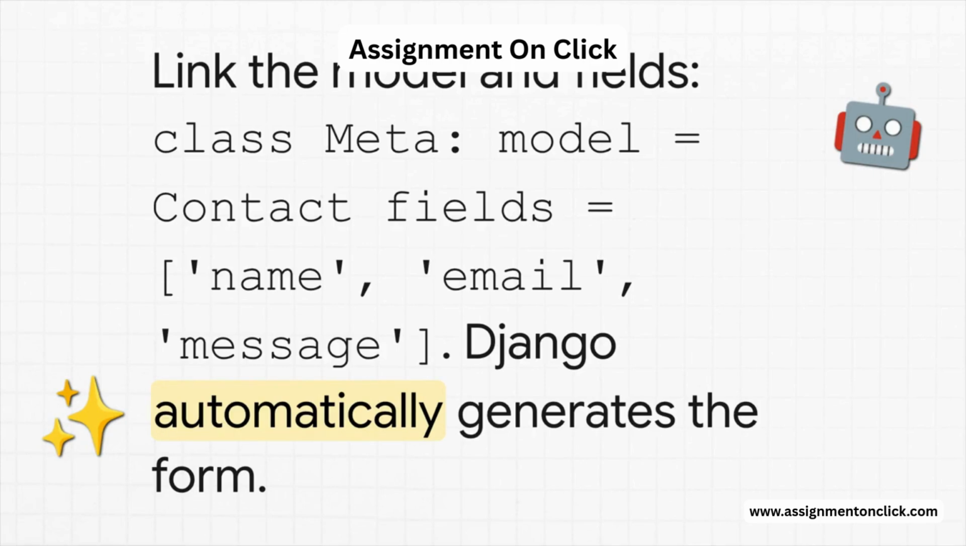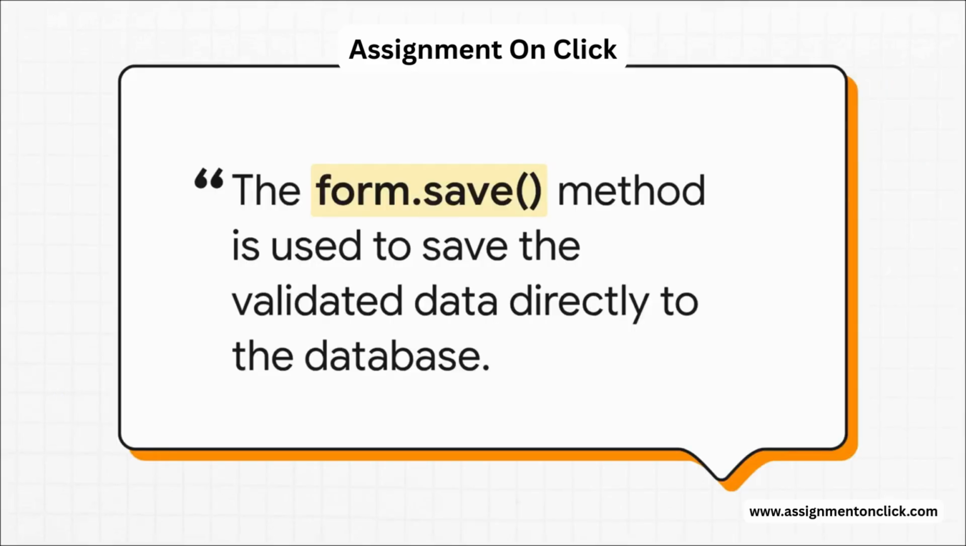All you do is create this little inner Meta class and tell Django 2 things, which model to use and which fields to show. That's it. Django looks at your contact model and builds the entire form for you automatically. No repetition. It's so clean. And it gets even better.